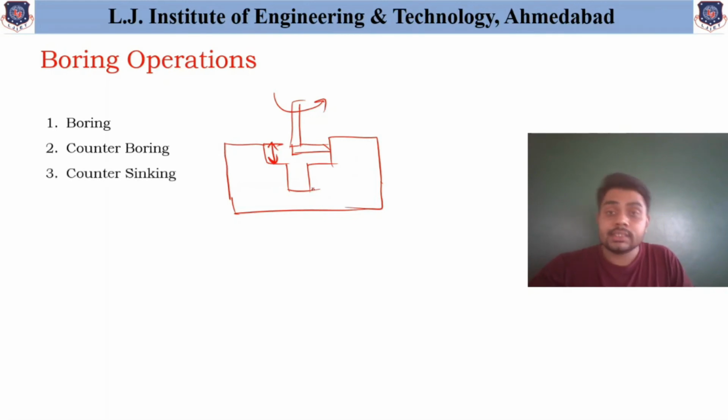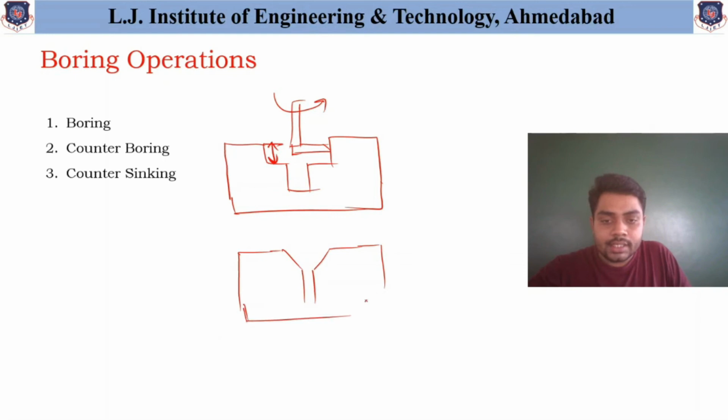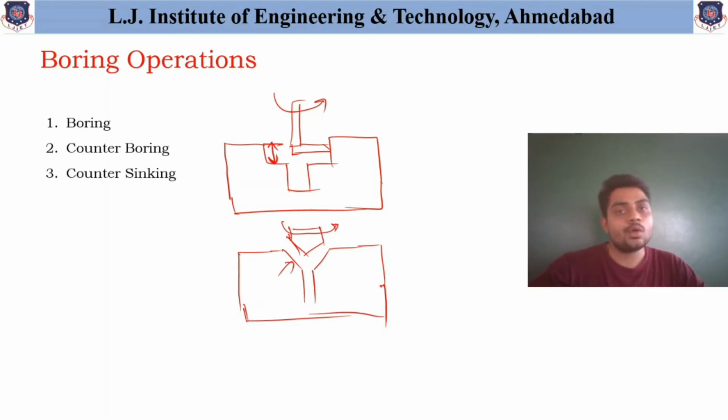Similarly, the third operation is counter sinking. It is somewhat similar to the counter boring operation, but the shape generated up to a certain depth is conical. If this type of conical shape is generated up to a certain depth using a conical tool which is rotating about its axis, then this type of operation is called the counter sinking operation. And the fourth one is the tapening operation.